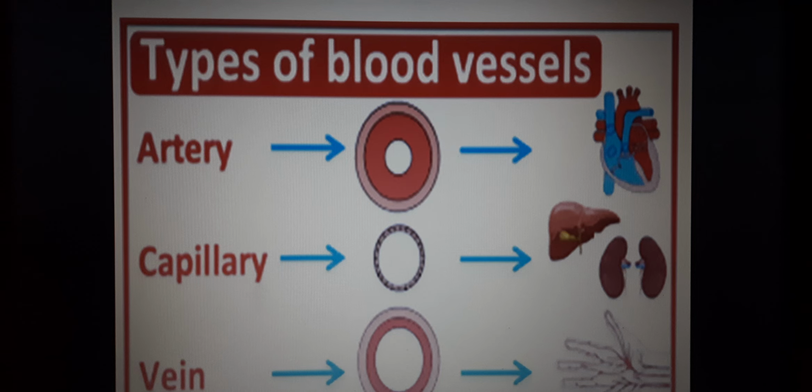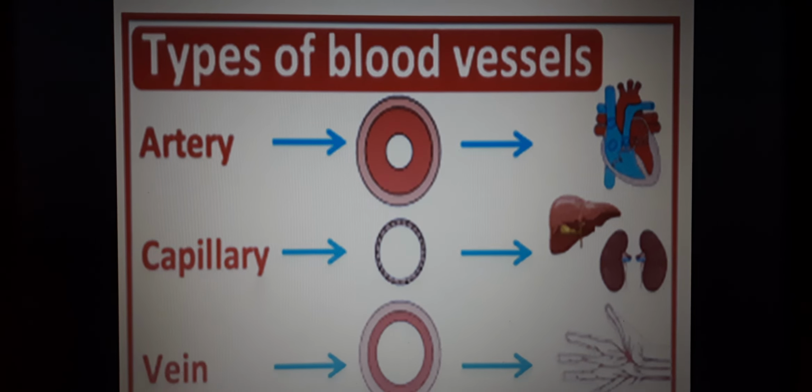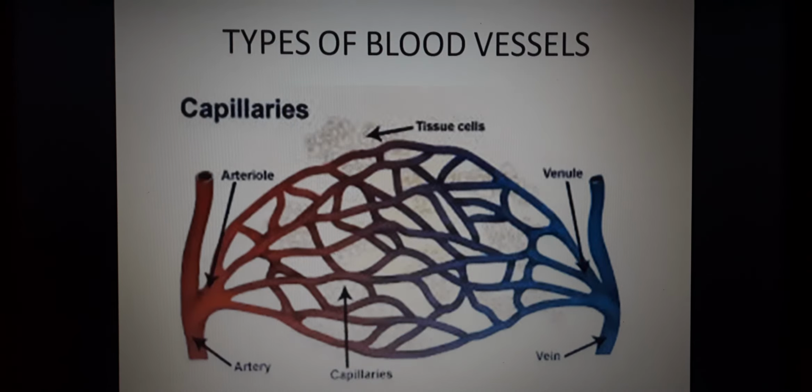Next, about the types of blood vessels. Blood vessels are mainly 3 types: artery, capillaries and veins. Arteries and veins are the larger pipes through which a huge amount of blood is traveling, and capillaries are the smaller ones. So, see the next slide. Here you see capillaries are the smaller connecting links, and here is an artery, here is the vein, like a network.